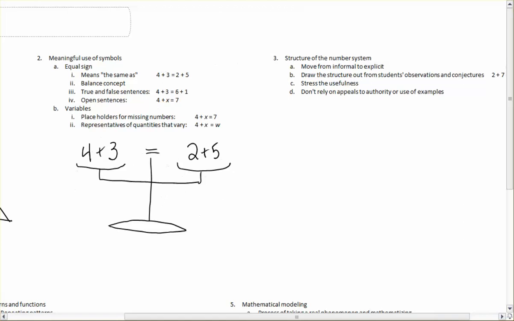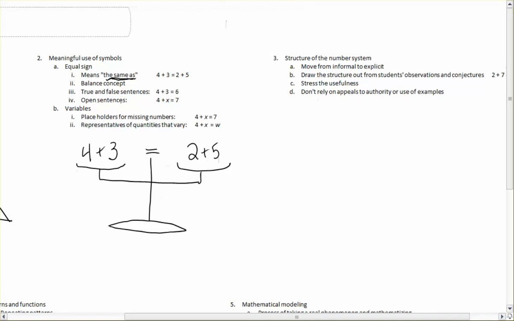You can also work with them looking at true and false sentences and open sentences. An example of a true sentence, 4 plus 3 equals 6 plus 1, that's true because both sides are the same, versus if I just had 4 plus 3 equals 6, that would be a false sentence because the left side is not the same as the right side. So once again, it pushes them back to that same as idea.